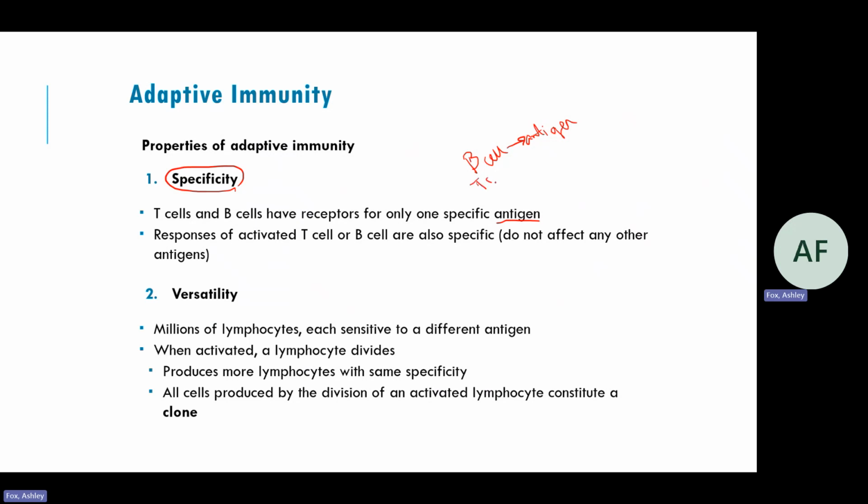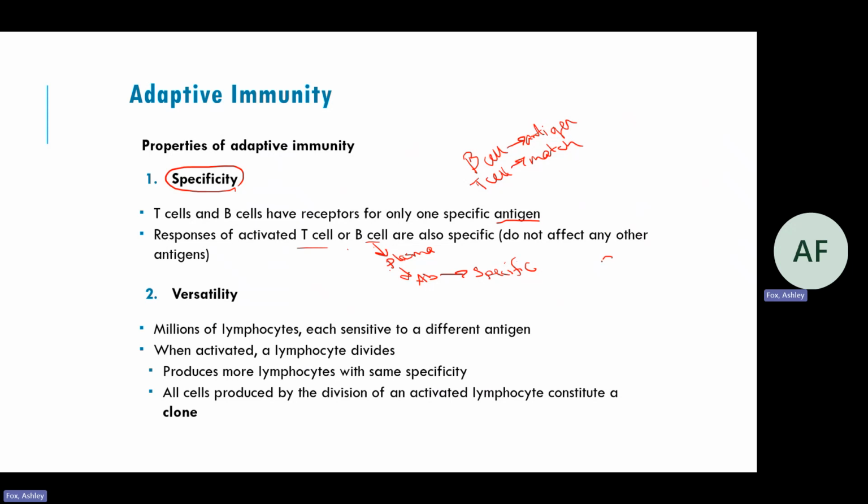Same with T cells. They have to find their specific match. Unlike, again, the non-specific response, where anything that they saw as foreign, they would try to fight against. The response that we activate for T cells or B cells is also specific. When we talk about B cells, eventually they go to plasma cells and then antibodies. Those antibodies that are produced are specific against the antigen that that B cell initially saw.